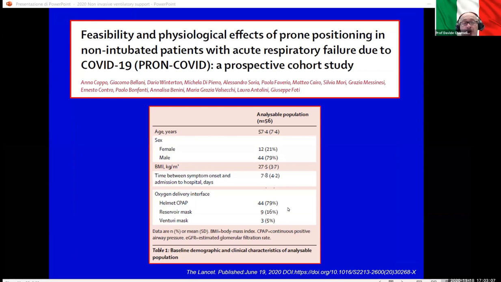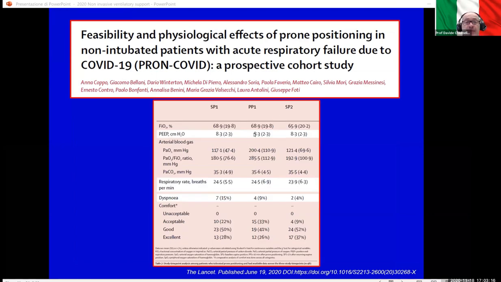And here are the results from supine to prone and again to supine. Similar level of PEEP, on average 8 centimeters of water. The use of prone position produced a significant increase in oxygenation, but by returning to supine, there was no more difference. No difference regarding the respiratory rate, no difference regarding the PCO2. The use of prone position was associated with a reduction in the level of dyspnea, and regarding the comfort, it remained in the majority of cases quite acceptable.